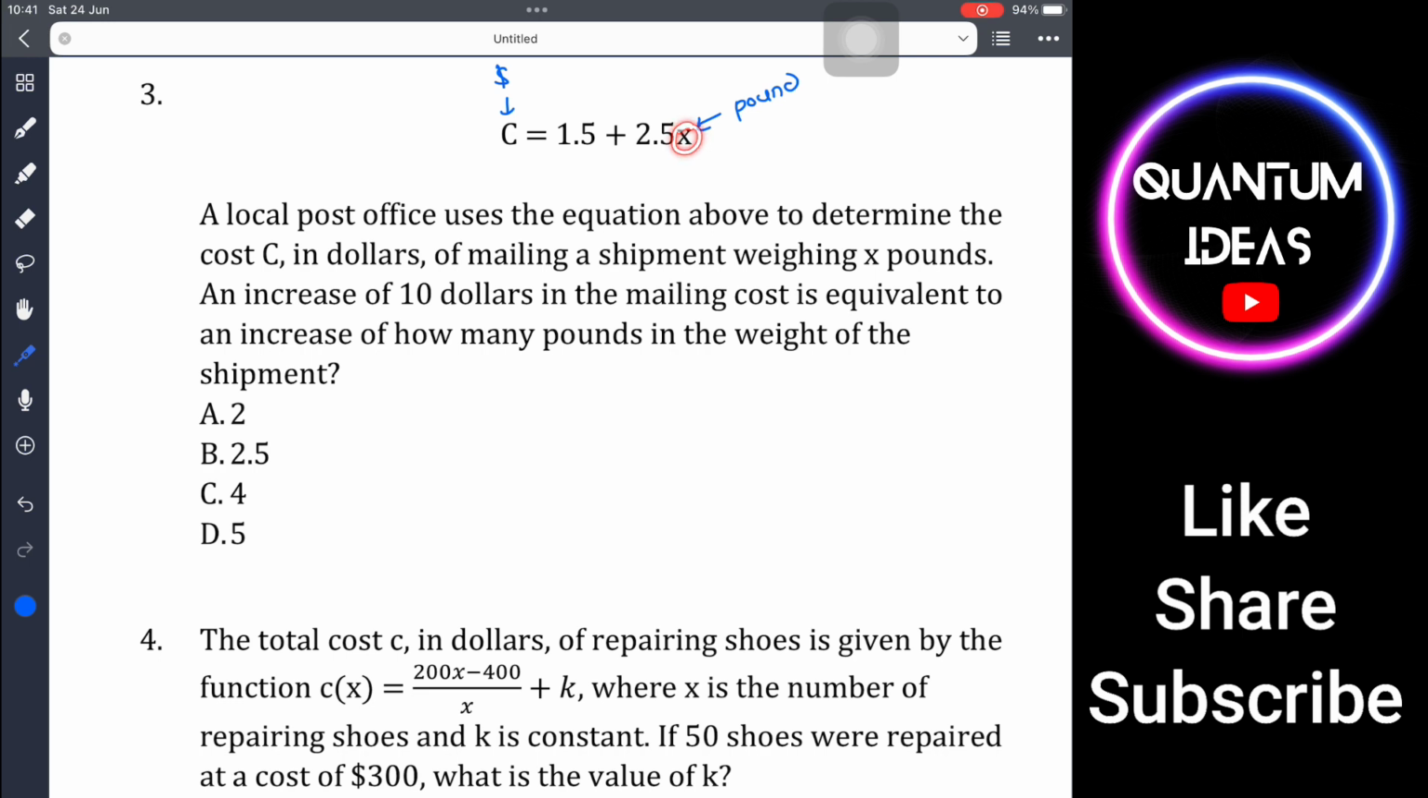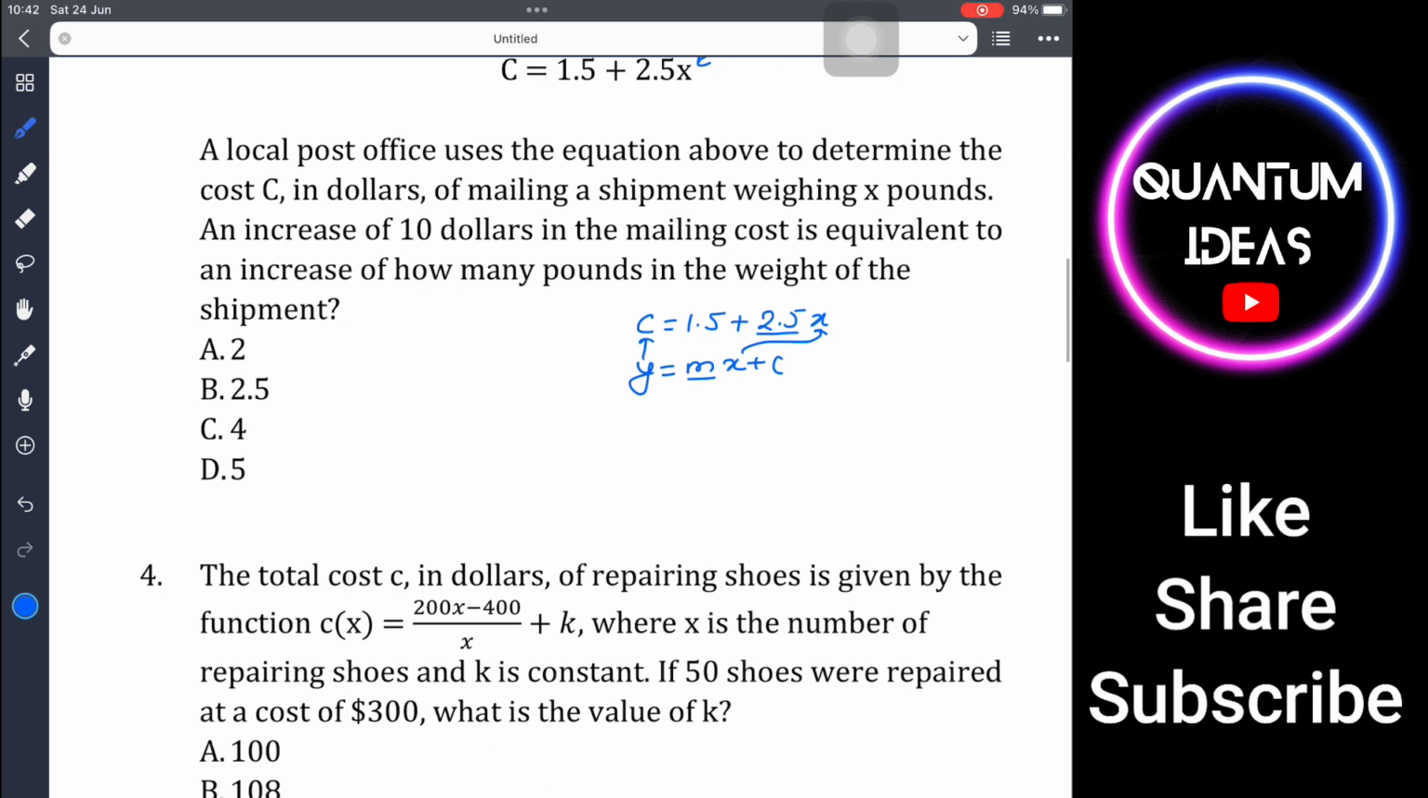So how much increase in the weight of that shipment? It is asking like that. To do this, we can use the concept of slope. Again I repeat it: C equals 1.5 plus 2.5x. This is the equation in the form y equals mx plus c, so we are given the slope, which is 2.5. Y is C and x is x. So we can use the definition of slope.